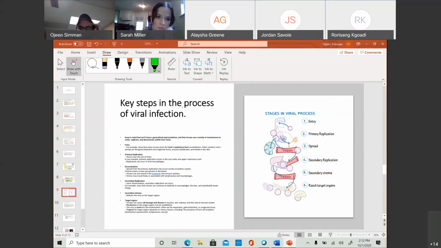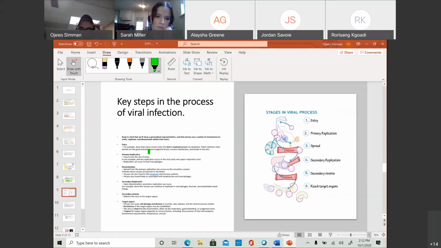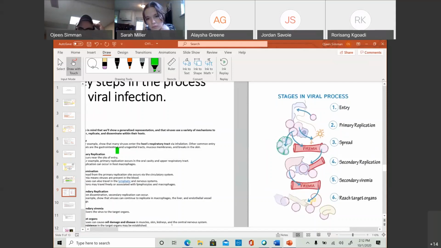Here we're going to go over steps in the viral replication process. Steps in the viral replication process.